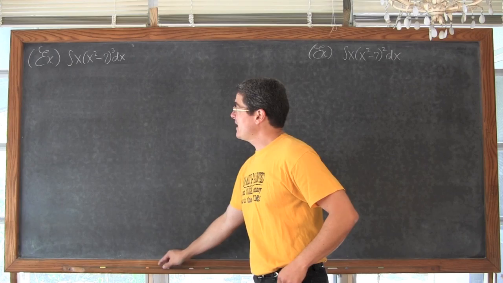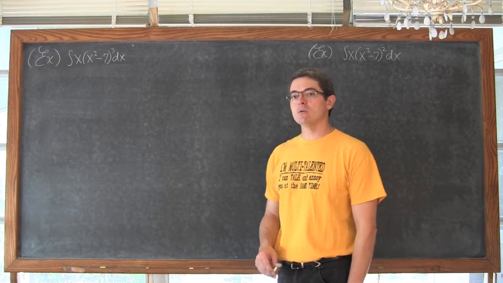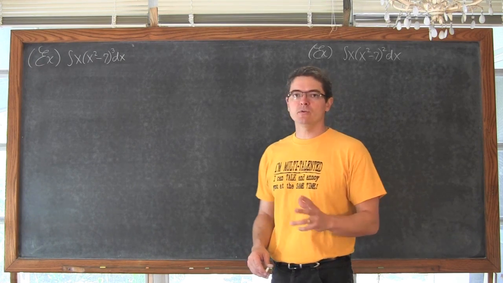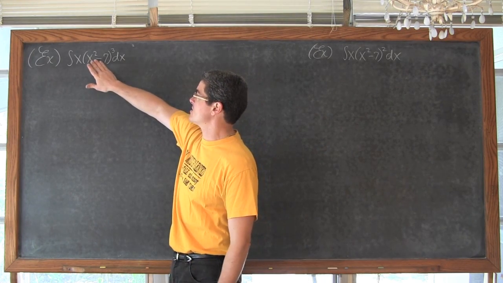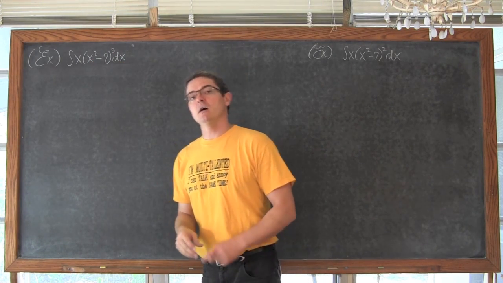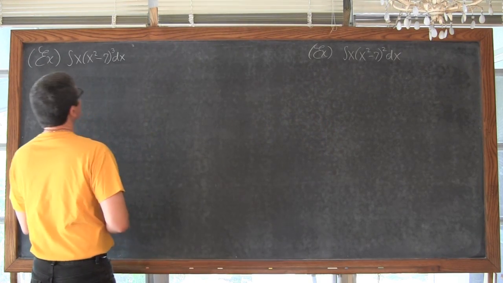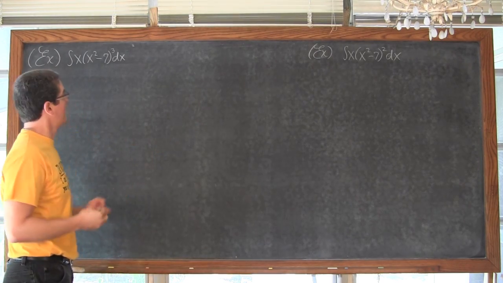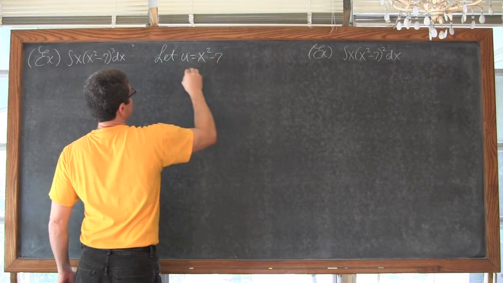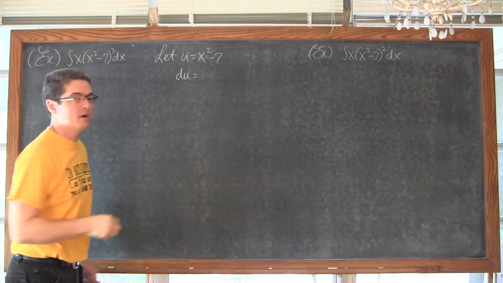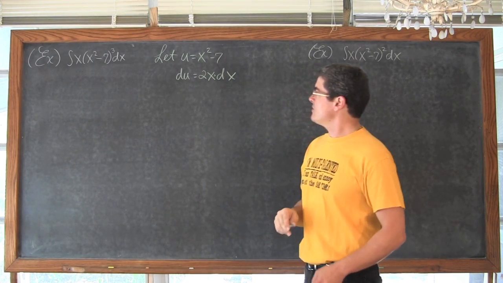Alright, well, we have the integral. We want the integral of x times (x squared minus 7) raised to the 3rd power dx. So it's always best to look to find that inside function, and clearly that is going to be the x squared minus 7 that's inside the other function with the power of 3. We're going to let u equal x squared minus 7, and then du is going to be equal to 2x dx.